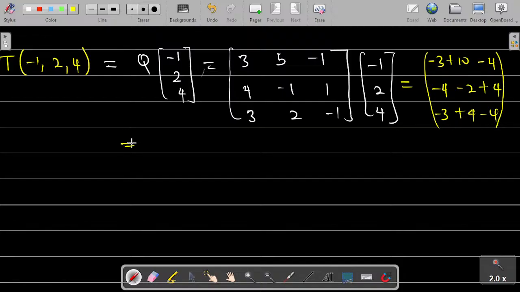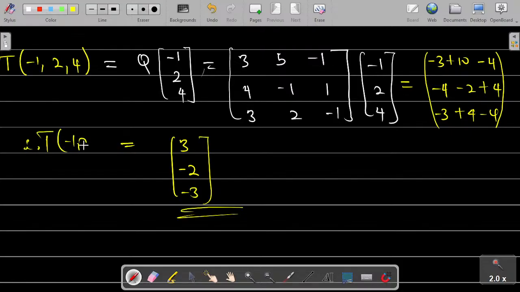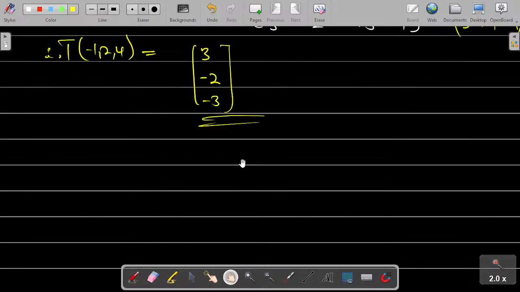By the time you add all that, you are going to get 3 here, then you will get minus 2 here, and then the last one should be minus 3, because of course this will cancel this and this will cancel this. This is the value of your T of minus 1, 2 and 4. And that's the solution for the second one.